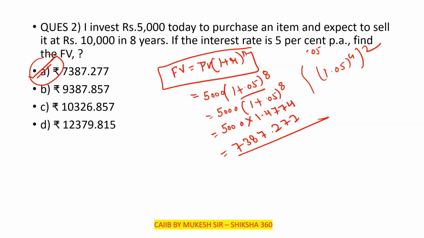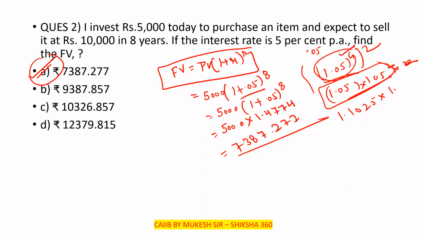Now move to the next question. You have to calculate 1.05 to the power 4. 1.05 into 1.05 gives 1.1025. Multiply it by 1.05 again, and then one time more, and you will get the result.